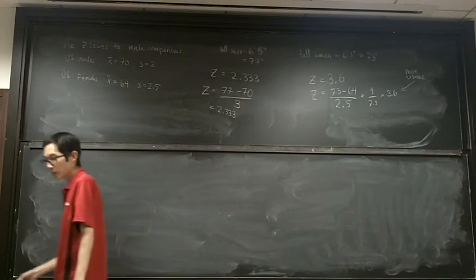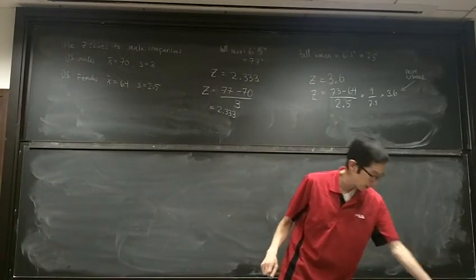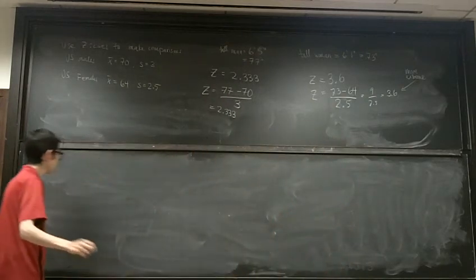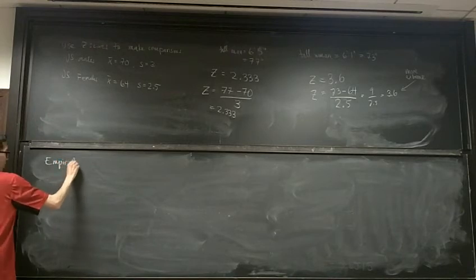Okay. All right, there's something. Z-scores are useful. Okay. Stay with me, guys. All right, there's something called the empirical rule.